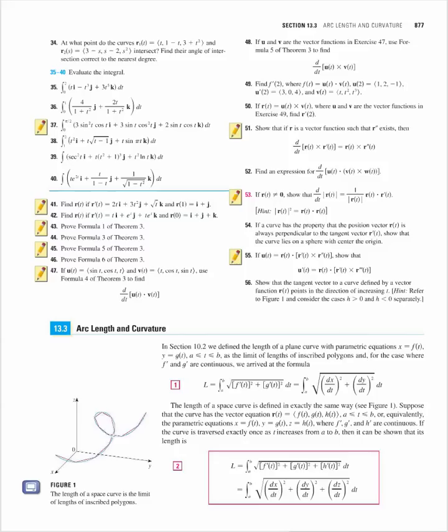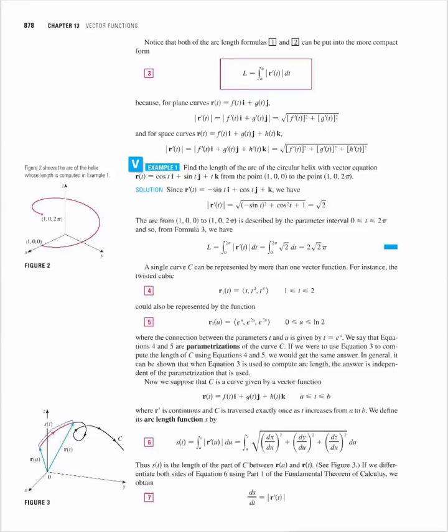Section 13.3 is called Arc Length and Curvature. The section starts with a discussion of what arc length is and some formulas for arc length, which we can see at the bottom of 877, top of 878. For those who remember your Calc 2 or have done the pre-homework for this course, these formulas should be relatively familiar, and make a certain amount of sense from what you've known before.